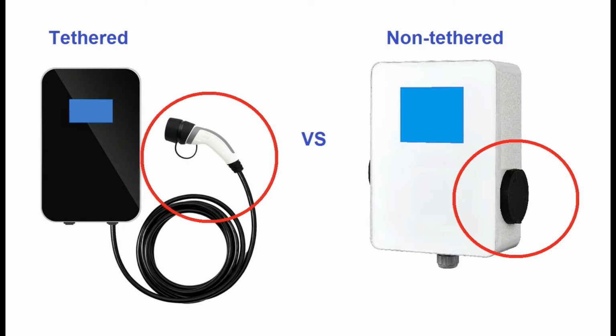Basically, a tethered charging station is a charging station which has an inbuilt cable and a plug for electric vehicle charging. And a non-tethered charging station is one that comes with a socket, so you need an additional cable to plug your vehicle in. I hope that's clear enough.